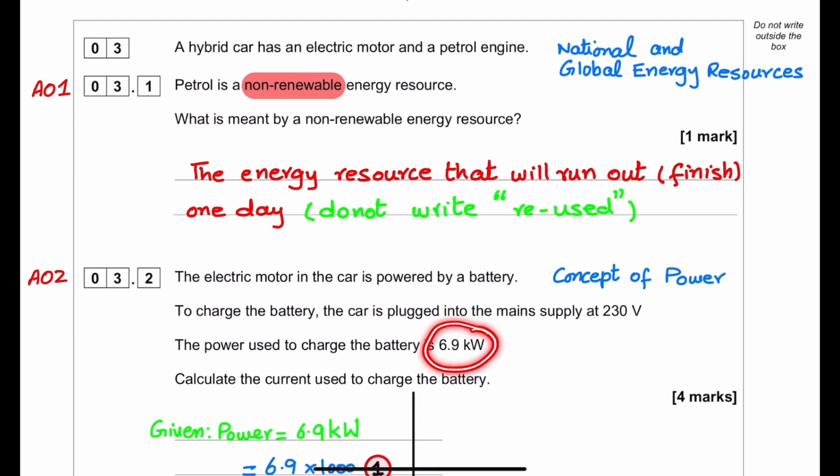So the power is given, but it is in kilowatts. We need to convert kilowatts into watts by multiplying by 1000. It is a 4-mark question. Therefore, the units must be the SI units. Calculate the current used to charge the battery.